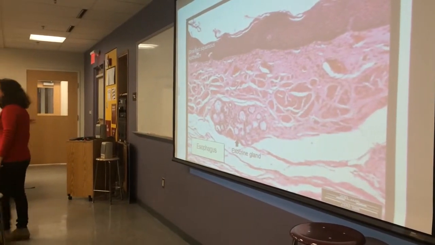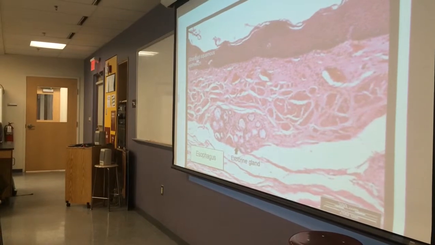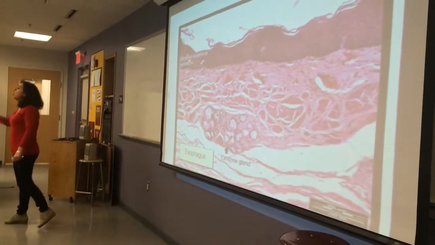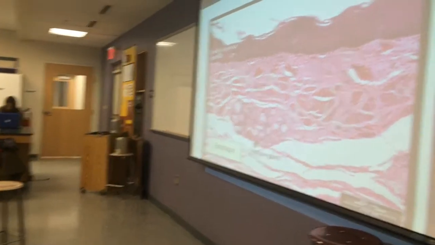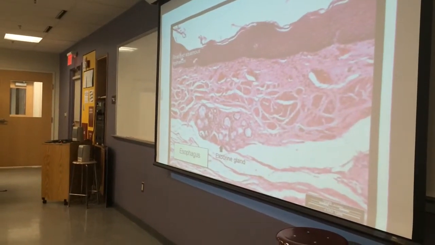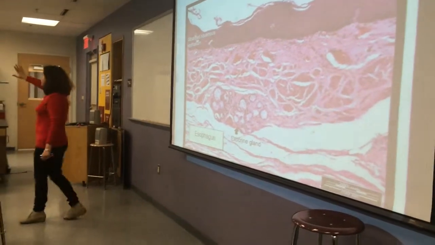What does it mean, muscularis? What do you have? Muscles. You have muscles, right? So in the muscularis layer, in all of the organs, you have two layers. What is the inner layer? Longitudinal. What is the outer layer? Always, it always is the same.